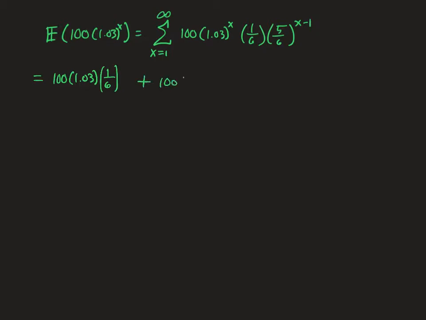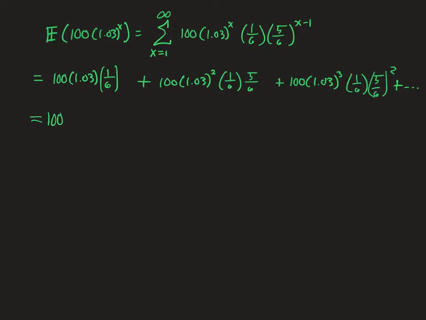Our next term would be 100 times 1.03 squared times 1/6 times 5/6. And then as our third term, we'll do one more: 1.03 cubed, 1/6, 5/6 squared. And this pattern is going to continue. So let's try pulling out, as we usually do, just the leading term so we can make it look like the summation starts at 1 here. We'll have 100, 1.03, 1/6, all out in the front. Let's take a look at what we're left over with.